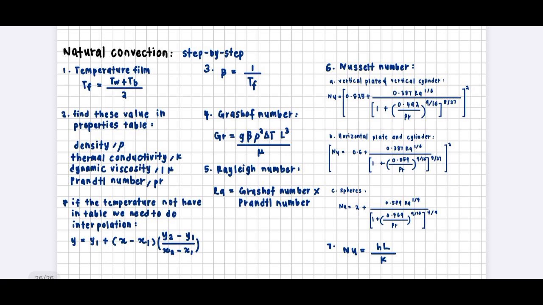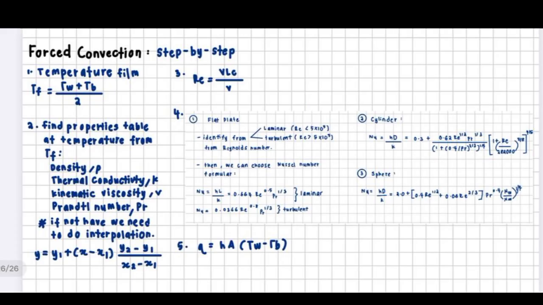Where V is the velocity, Lc is the characteristic length, and ν is the kinematic viscosity. After we calculate the Rayleigh number, we need to calculate the Nusselt number depending on the situation given. For flat plates, we need to check whether the flow is laminar or turbulent.